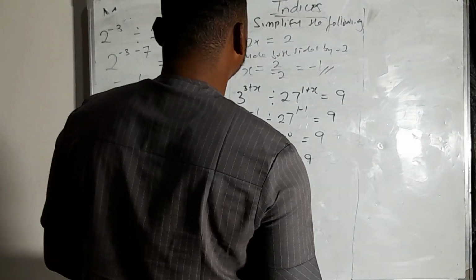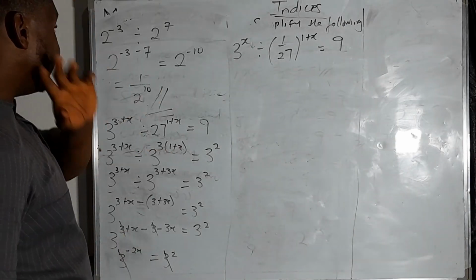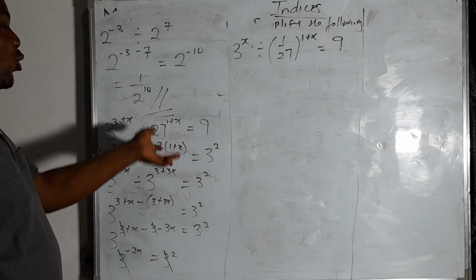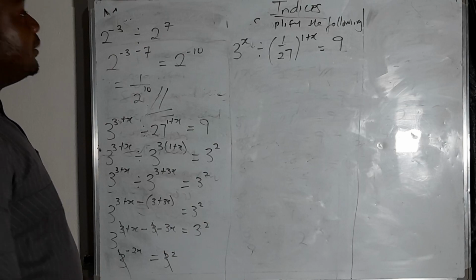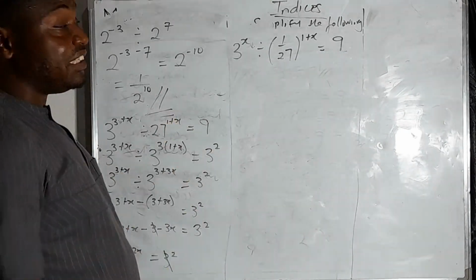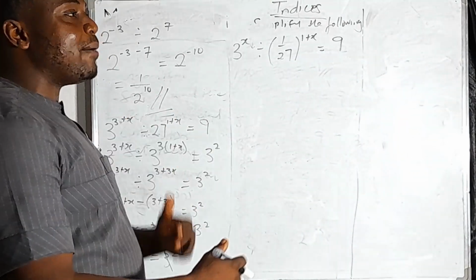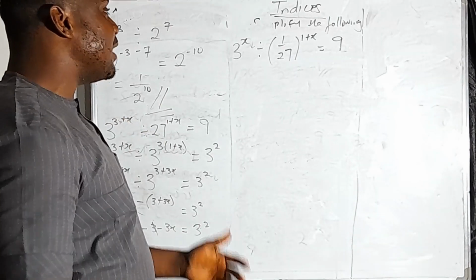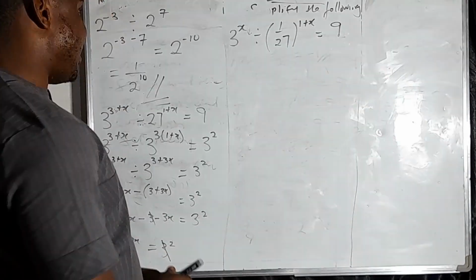So let's solve the third. So this example number 3, we have this. Let's look at how we are still going to apply the law. The best thing to do in solving all these indices is just make sure you apply the law and you follow it step by step. There is no way you will not arrive at the answer.